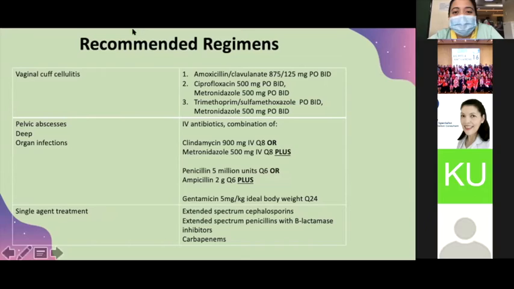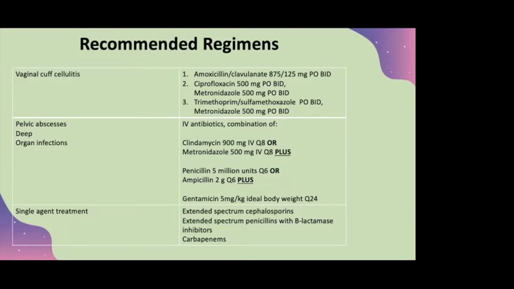First would be the amoxicillin or the co-amoxiclav per RM twice a day, ciprofloxacin 500 mg per RM twice a day, metronidazole 500 mg per RM twice a day, trimethoprim sulfamethoxazole per RM twice a day, and metronidazole 500 mg per RM twice a day. Next for the pelvic abscess, deep and organ infections, IV antibiotics in combination of this can be given to treat this type of infection.